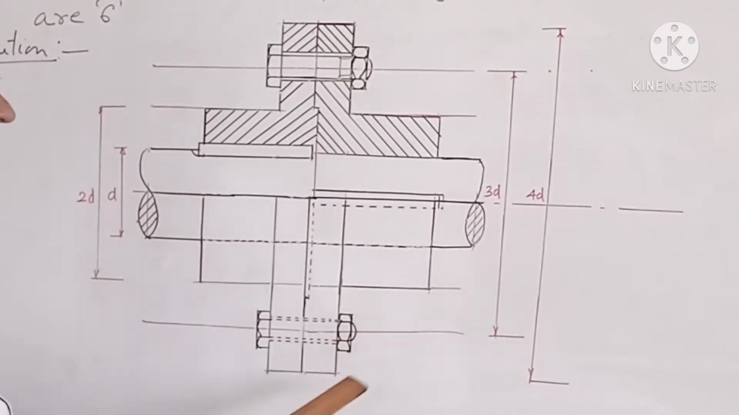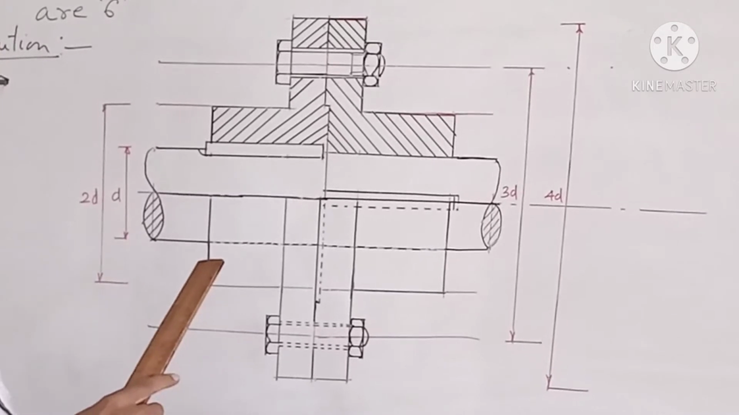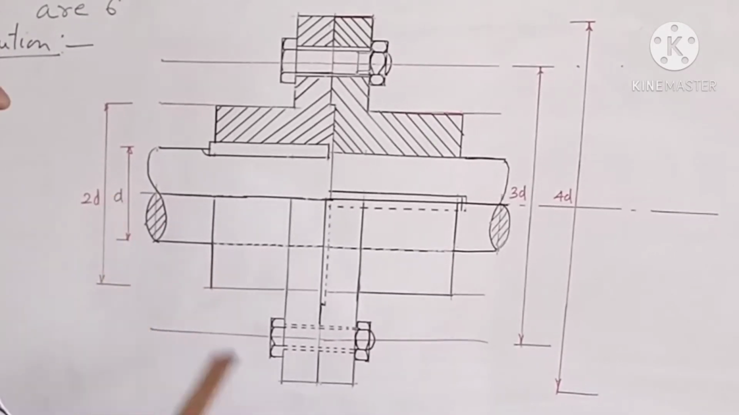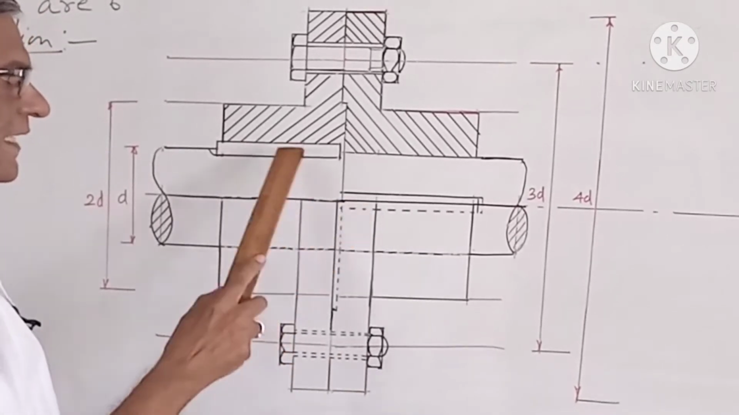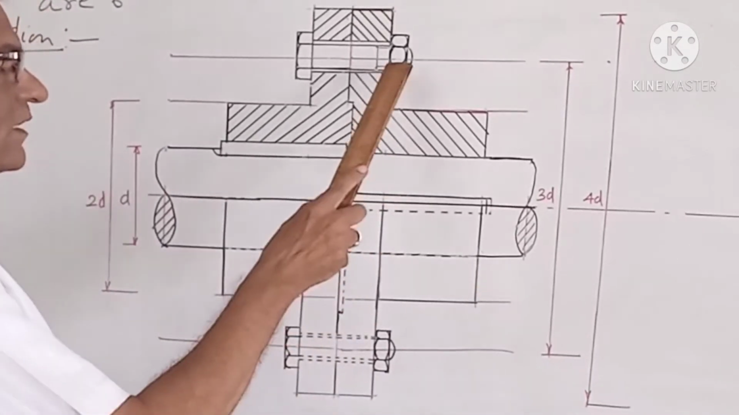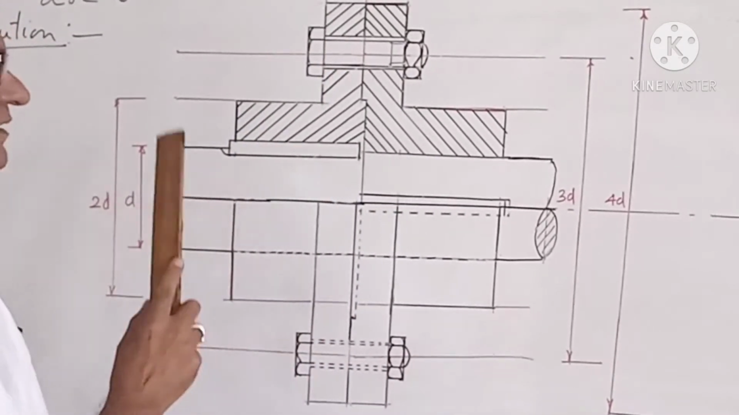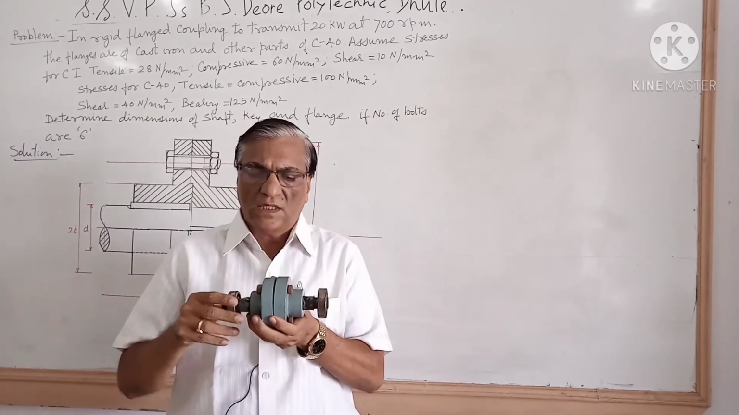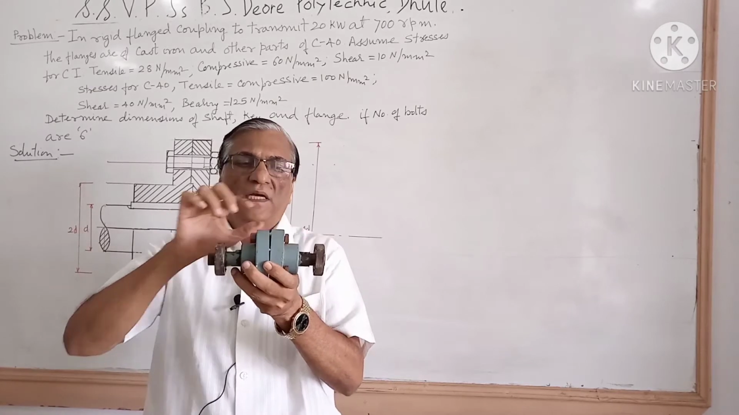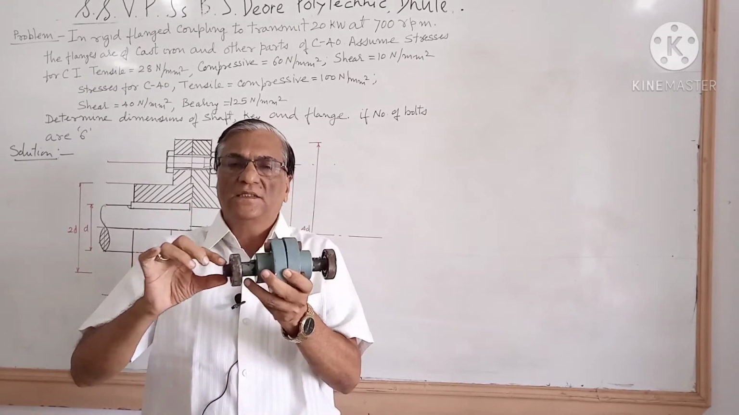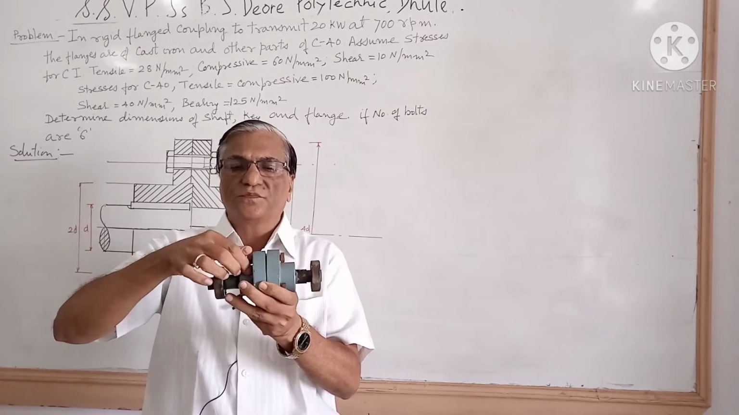Now this is the figure of flange coupling, showing the half sectional view. The keys are at 90 degrees. These are the bolts, this is the hub, these are the flanges, and this is the shaft. Now this is the model of flange coupling. These are bearings, this is the shaft, and these are the bolts.